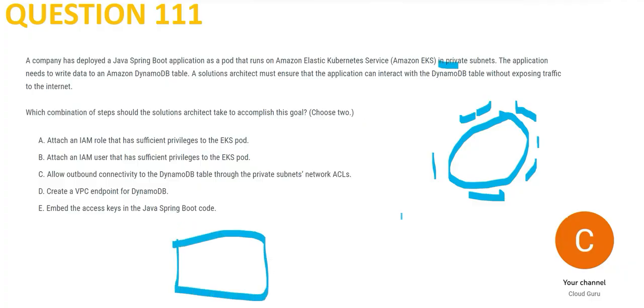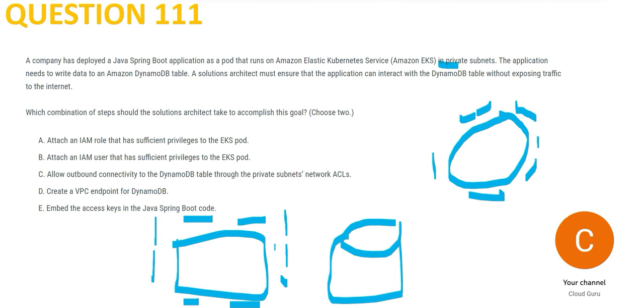So this is your application. It is in a periphery, and this is secured in a private subnet, and it is saying that now this guy has to write to a database, which is a DynamoDB database. This write should happen here, and you, as a solution architect, have to make sure the application interacts with DynamoDB tables without exposing traffic to the internet. So this guy should only write to Amazon DynamoDB. All Tom, Dick, and Harry on the internet should not be able to access this.